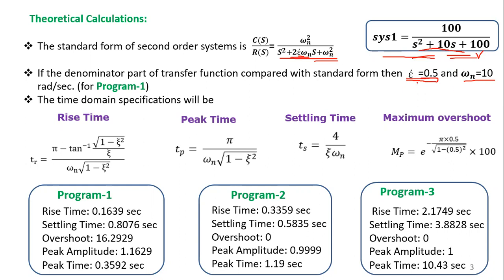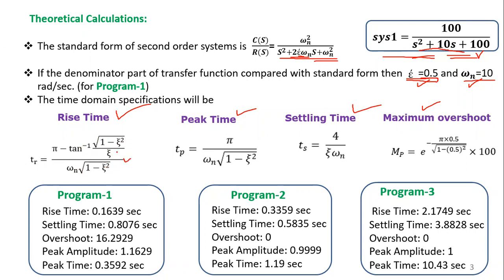Now we know the zeta value and the omega n value. Once we know zeta and omega n, we can identify the transient domain parameters, the time domain parameters: rise time, peak time, settling time, and maximum peak overshoot. Already here we have the formulas. Rise time equal to pi minus tan inverse of root of 1 minus zeta square by zeta, divided by omega n root of 1 minus zeta square.